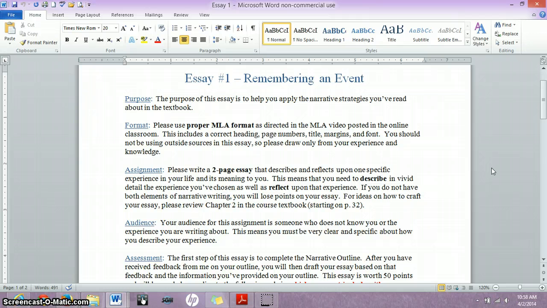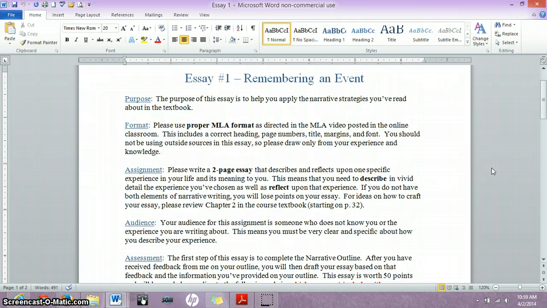A narrative is not just a good story. It has meaning and purpose and significance, and that's where the reflection comes in. If you lack that reflection, you have no purpose, no meaning, and no significance. So that's why it's a required aspect of the paper. Make sure you describe and make sure you reflect.